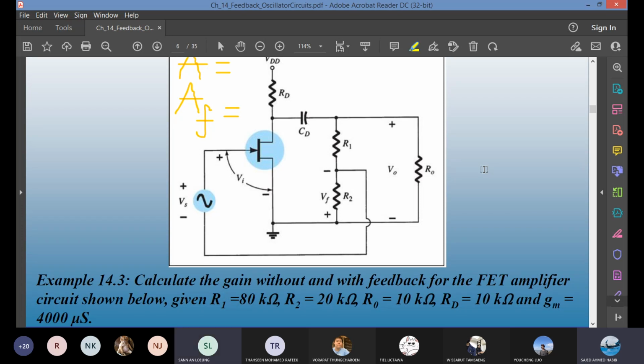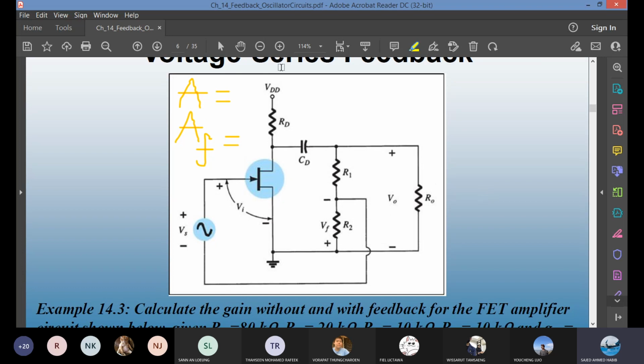Minus 20 if you take RL as 5 kilo ohm. So minus GM RL is 4,000 microsiemens times 5 kilo ohm, so minus 20. Exactly minus 20 if you ignore the middle feedback resistor path, because that's not the load resistor, that's the feedback. The example in the textbook also ignores the feedback resistor, but if you include it for the voltage dividing feedback resistor, it will be minus 19.04.